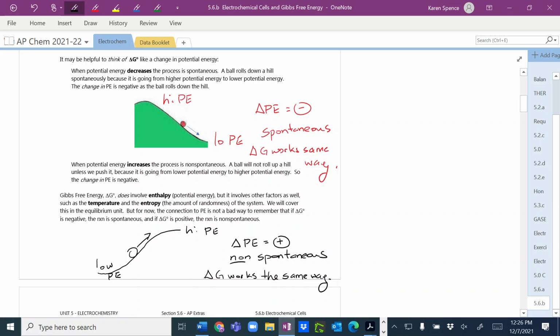Delta G is more complicated. It actually involves not only potential energy in terms of its enthalpy, but it also involves the temperature of the system and the entropy of the system. Do you guys know about entropy? No. Okay, we'll learn about that later. It's basically the randomness of the system, but we'll deal with that later.